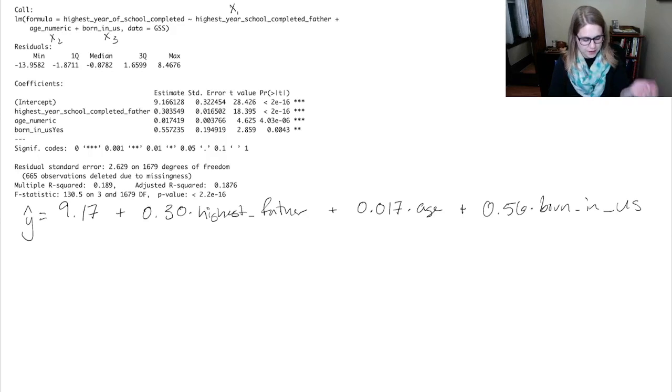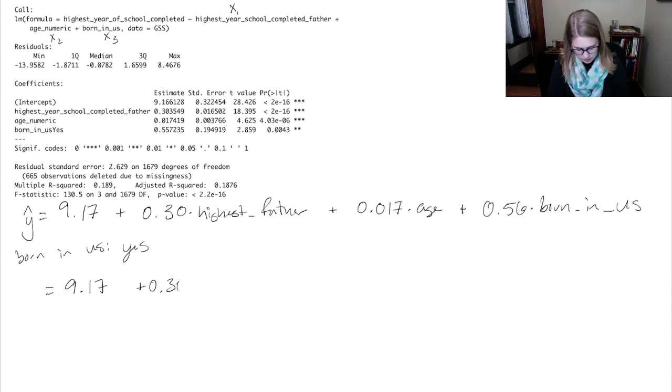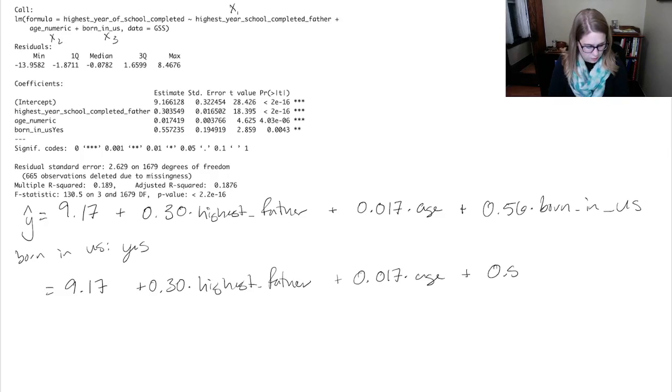But if I wanted to, I could make 2 different versions of the model, one for born in the US, yes, and one for born in the US, no. I'm going to do one for born in US, yes. For that one, I'm going to plug in 1 for the value. So 9.17 plus 0.30 times highest father plus 0.017 times age plus 0.56. 0.56 times 1 is 0.56.